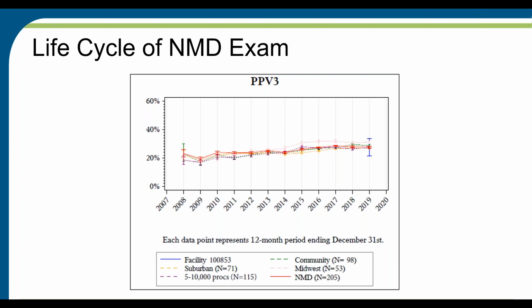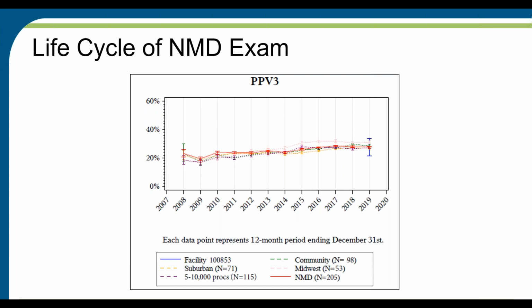This slide shows an example of a trend line. The reports include trend lines that show the history of your facility's performance going back to when you first submitted data. The last step in the NMD life cycle occurs after 2 years have passed since the exam date.